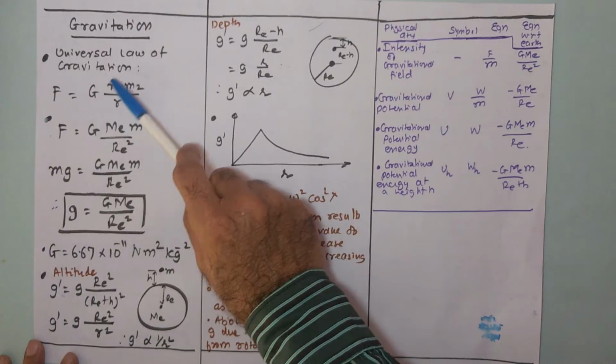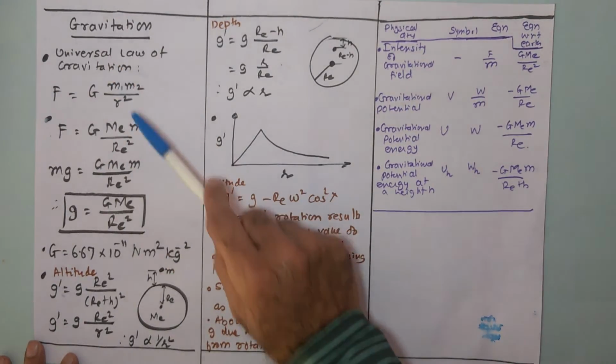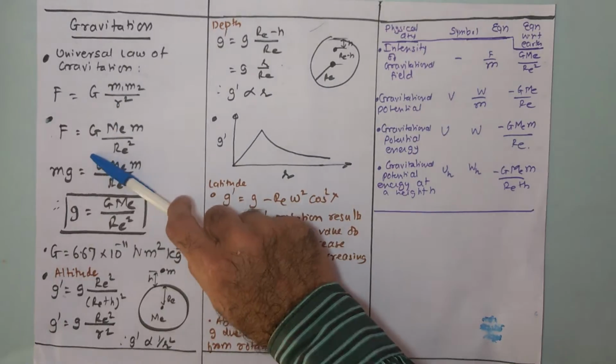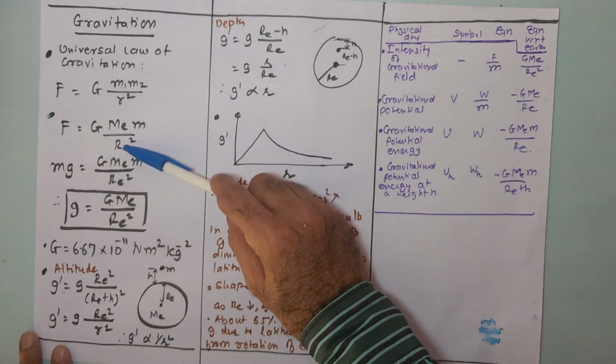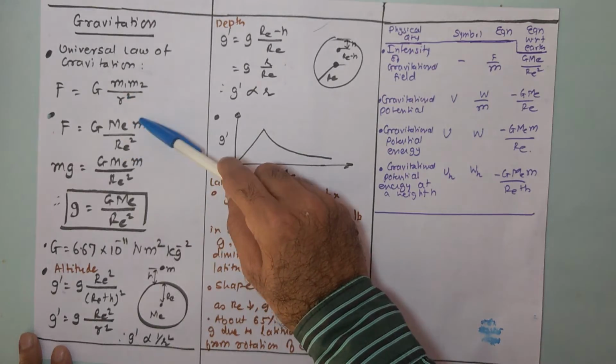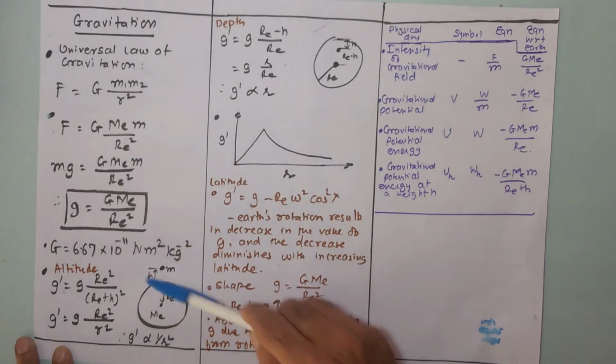Gravitation: F is equal to G m1 m2 upon r square, Newton's universal law of gravitation. If we apply it to Earth and an object on Earth, the mass would get replaced by the mass of the Earth, r would get replaced by the radius of the Earth, and this is the mass of the object which is on the surface of the Earth.